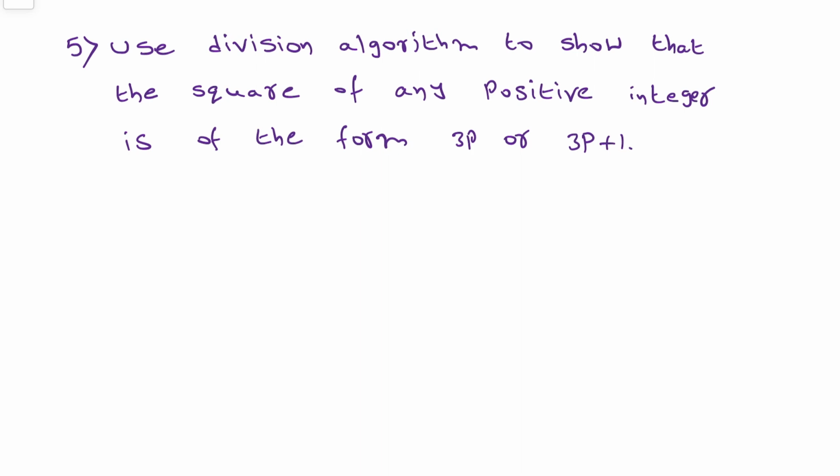Use the division algorithm to show that the square of any positive integer is of the form 3p or 3p plus 1. So we have a formula, right? a equals bq plus r. By using that formula we will solve this one. But before that, just one small step you need to write, that is: let a be any positive integer.